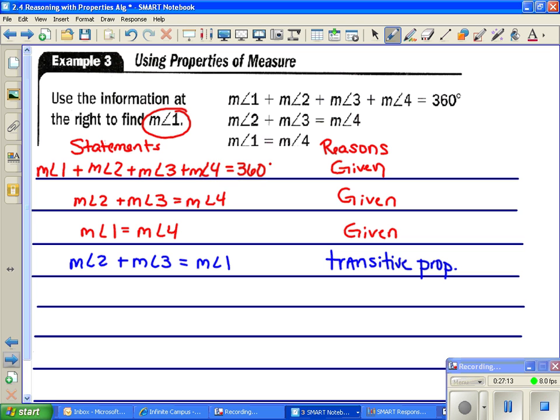You still need to use that first statement. And how do you think you're going to use it? What do you know? Okay, all of them added to equal 360, right. But I've got to do something else with that left-hand side. Good. We know the measure of angle 1 and angle 4 are equal. So what can I do?